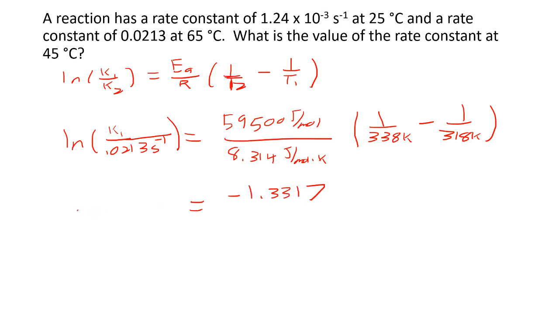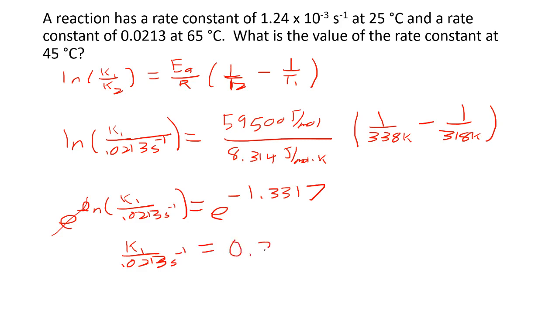And then on this side, I'm going to have the logarithm of K1 over 0.0213 inverse seconds. What I'm going to do now is raise both of these to the e power. That way I can get rid of these logarithms to cancel. So I now have K1 over 0.0213 inverse seconds is equal to, let's see, e to that power is 0.26404. And then I'm going to solve for K1 by multiplying by this 0.0213 inverse seconds. And I'm going to get that my K1 is equal to 5.62 times 10 to the minus 3 inverse seconds.